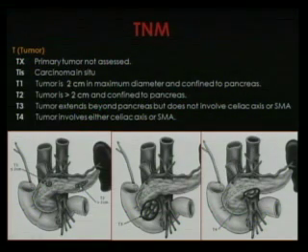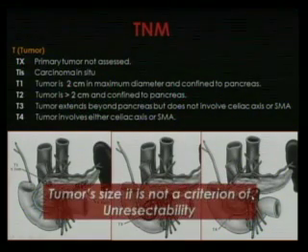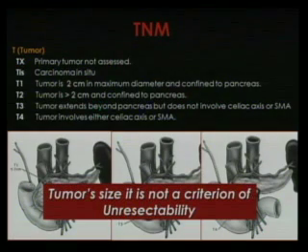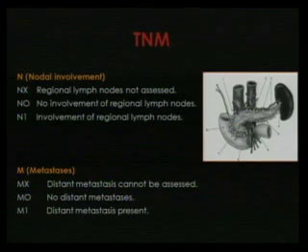Different examples, T1, T2, all within the pancreas, T3 beyond the pancreas, and T4 involving the vascular structures. Remember that the size is not the criterion of unresectability, and we'll see the criteria of unresectability later on.